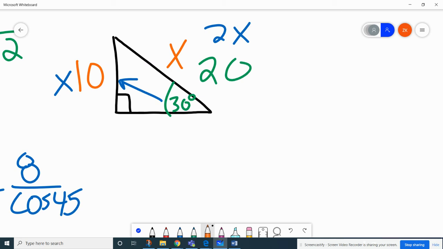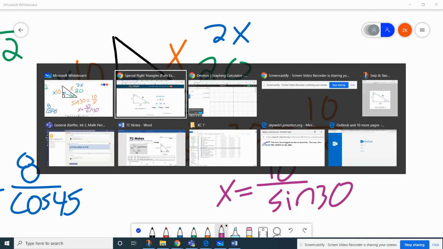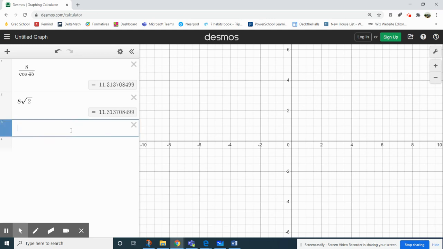Now again, the same thing here. We're going to use sine. So sine of 30 degrees is equal to 10 over x. When we solve, we would plug in x is equal to 10 divided by sine of 30. And let's check that with our calculator. So when we plug that in, 10 divided by sine of 30 degrees, we do get 20.